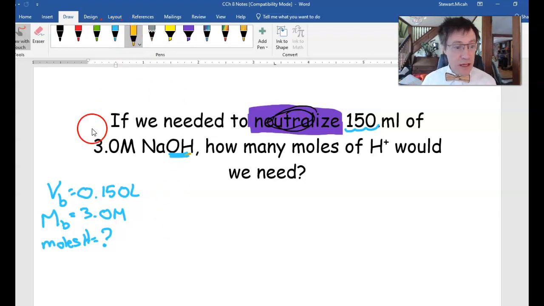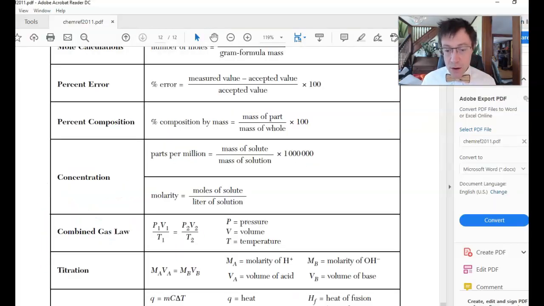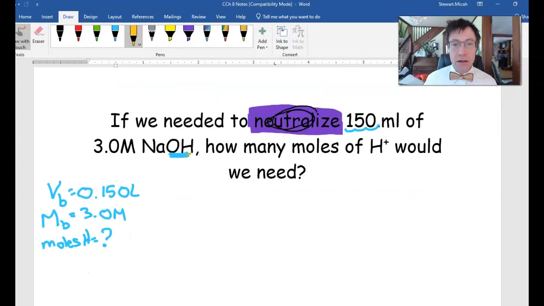So here's what it's going to be: volume, molarity, and moles. I'm gonna ask this one more time. What equation uses volume, molarity, and moles? Volume, molarity, moles. It's going to be your molarity equation from the back of your reference chart. Sweet. Let's go check it out.